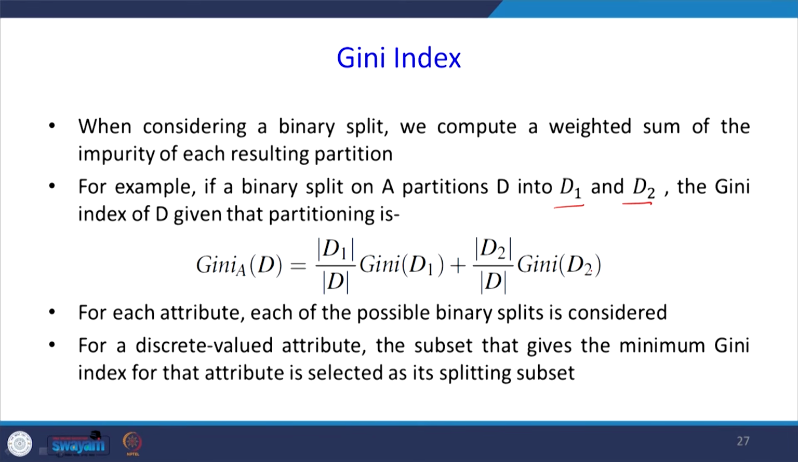In my coming lectures, I have used this formula also with the help of a numerical example. There you can have a very clear understanding of how we are finding this. For each attribute, each of the possible binary splits is considered. For a discrete valued attribute, the subset that gives the minimum Gini index, you have to remember this, the minimum Gini index for that attribute, is selected as its splitting subset.